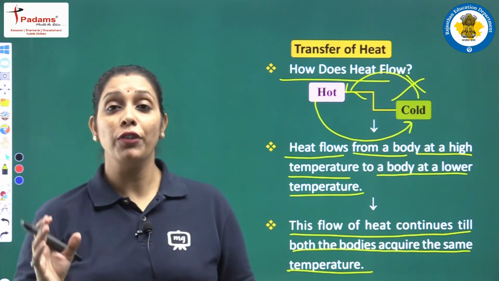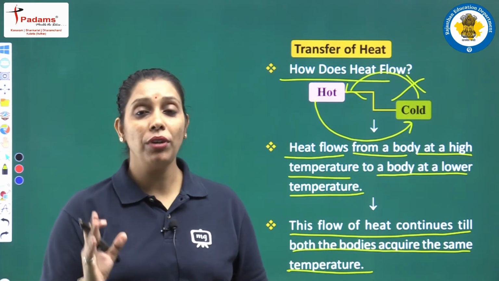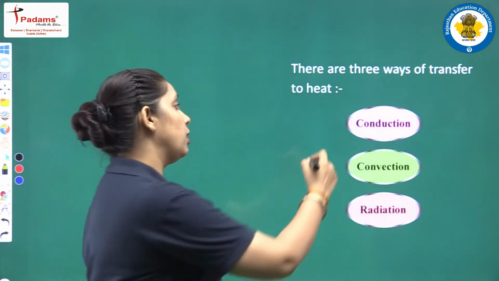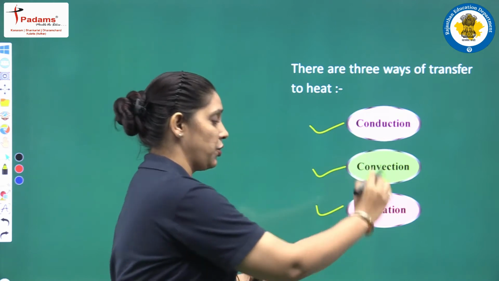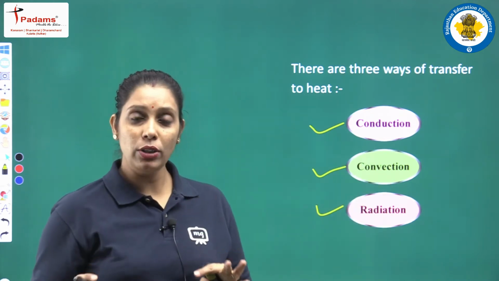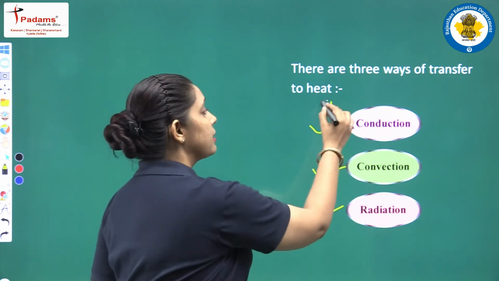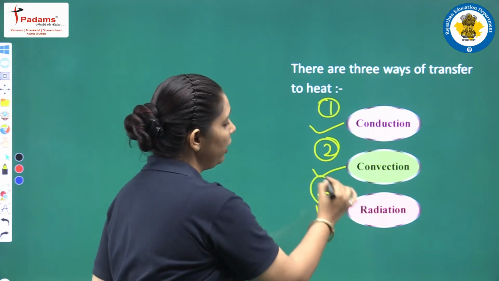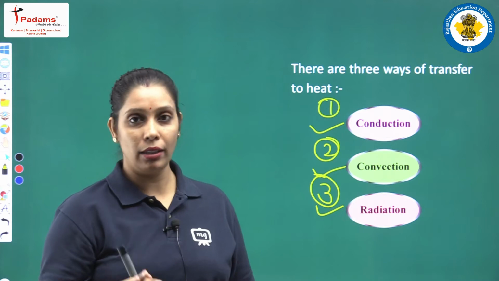Students, the transfer of heat can take place by 3 processes. What are they? They are conduction, convection and radiation. Fine. There are 3 ways through which heat can transfer. First one, remember, is conduction. Second one, convection. Third one, radiation. Now let's discuss one by one and learn about them.